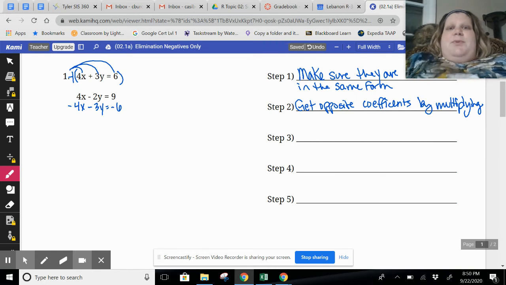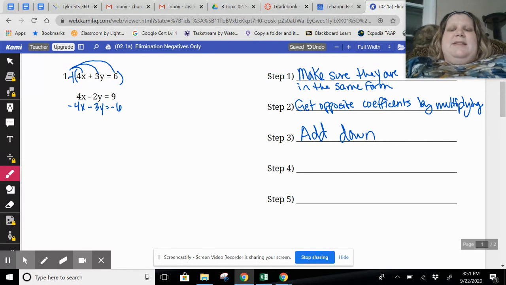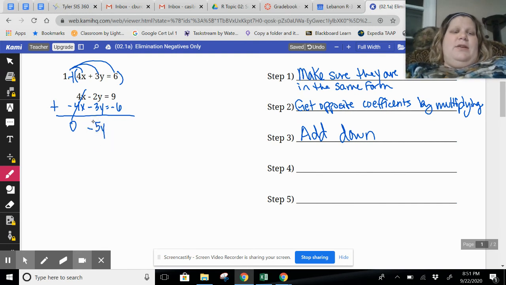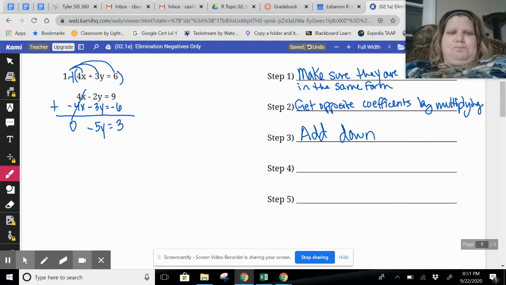Okay. Step 3, add down. We're going to combine these two equations by just adding straight down. 4x and negative 4x are going to cancel to give me 0. Okay, so that's gone. Negative 2y, remember that minus sign attaches to the 2y, so it becomes negative. Negative 2y and negative 3y give me negative 5y. And 9 minus 6, or 9 and negative 6, give me positive 3.